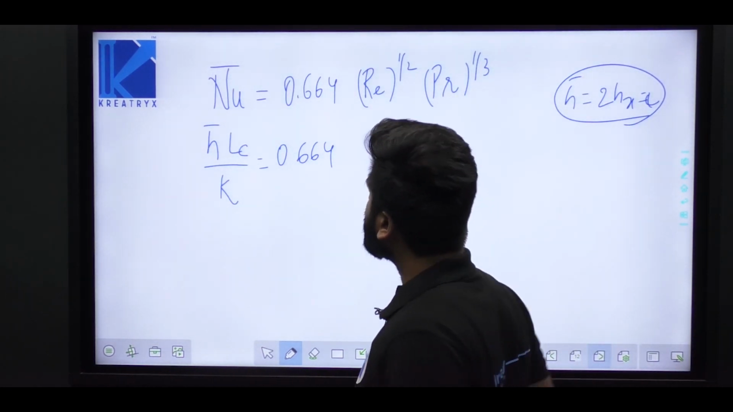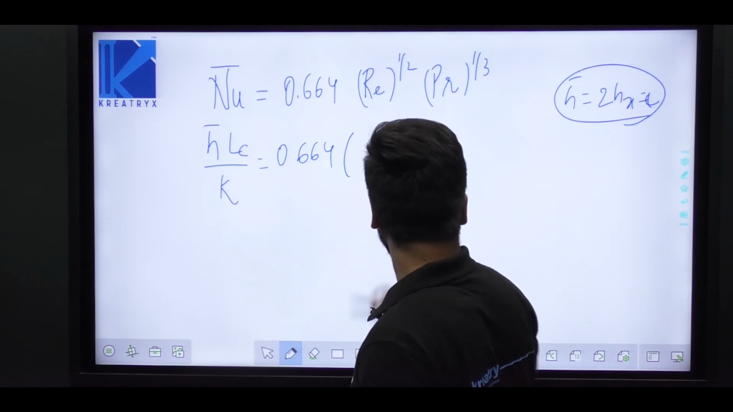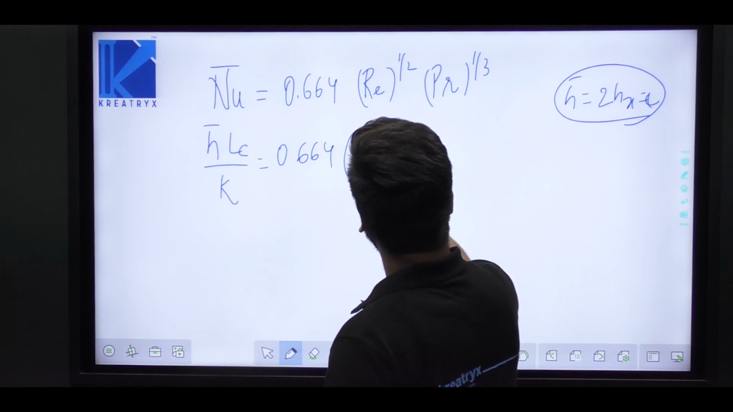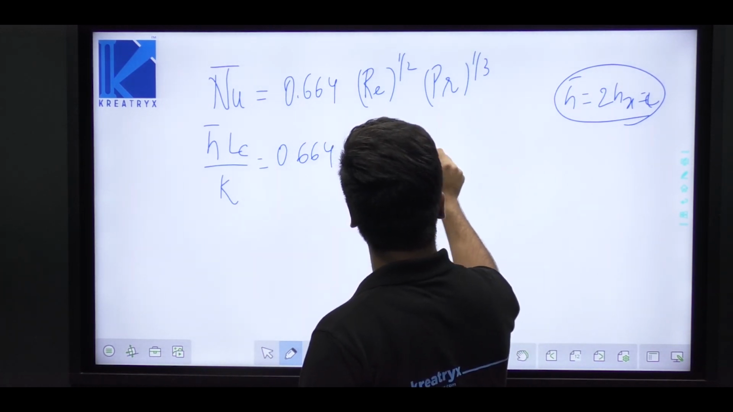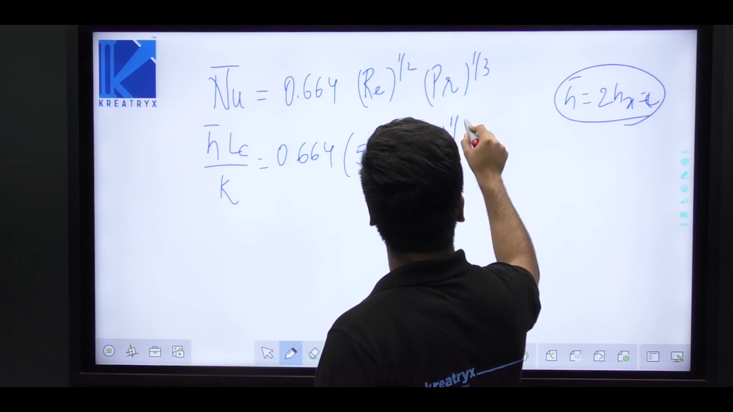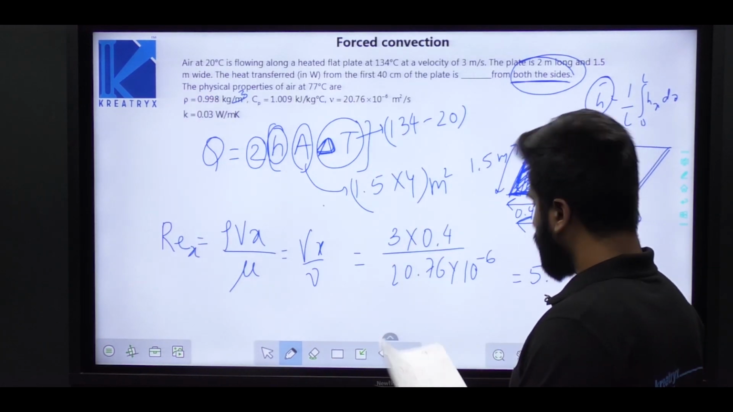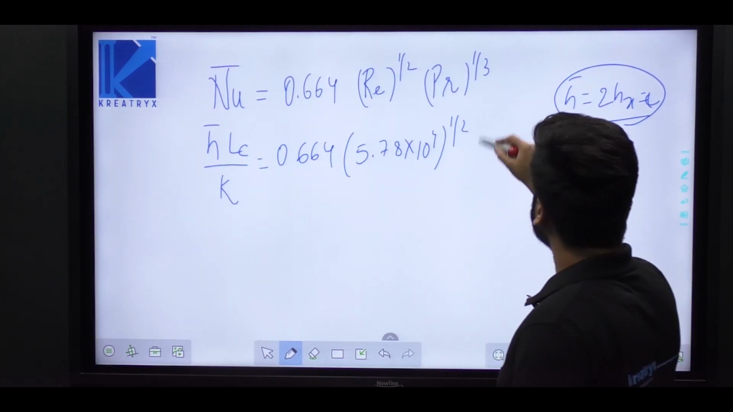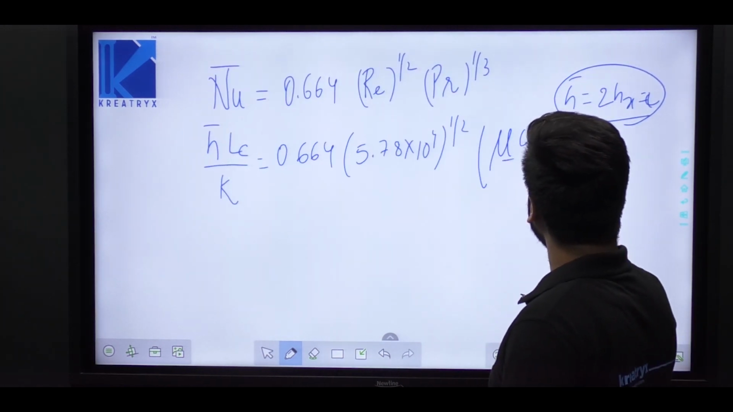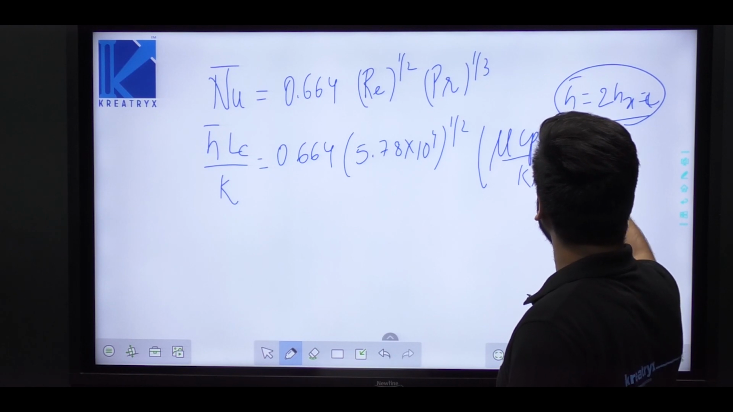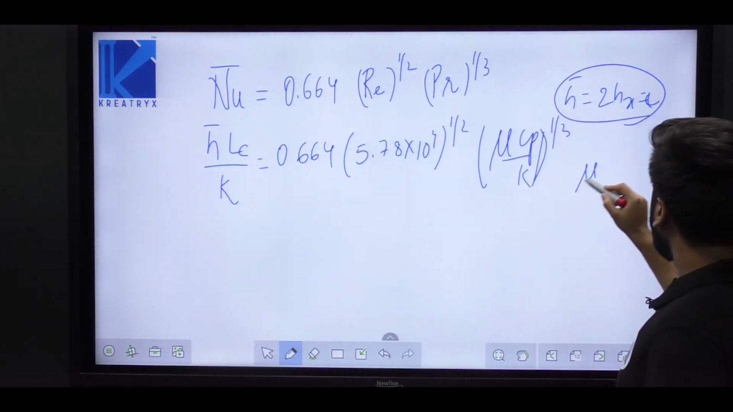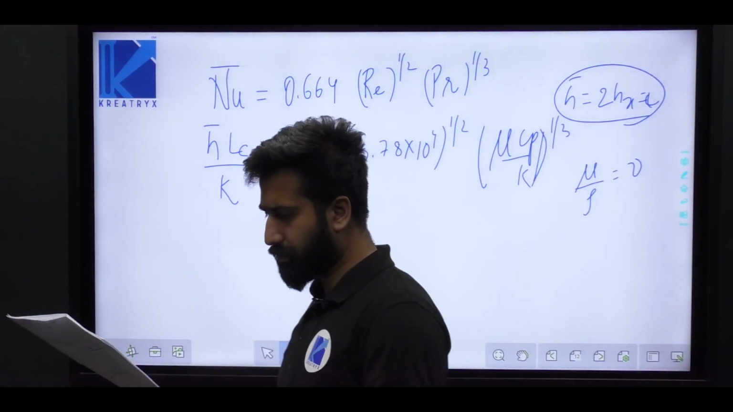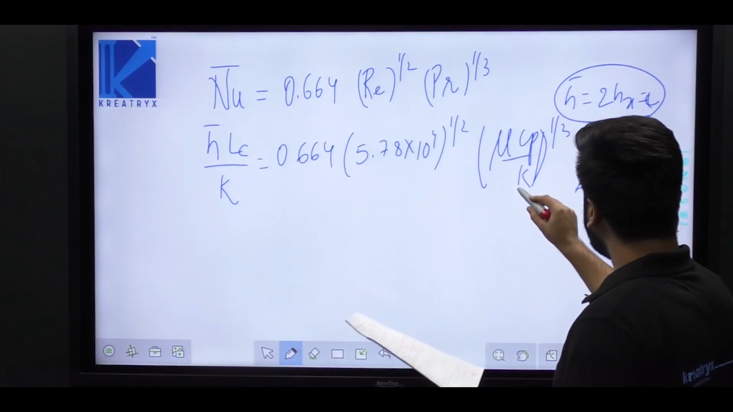So H bar L by K is 0.664. Reynolds number is 5.78 into 10 to the power 4, raised to the power 1 by 2. And what is Prandtl number? Prandtl number is mu Cp by K. We have not found it out, but you can find it out. It's simple. Mu Cp by K. Mu is not given. You can use that mu by rho is equal to nu. So I guess Prandtl number comes out to be 0.697.